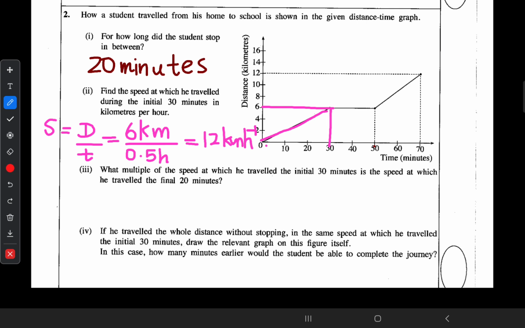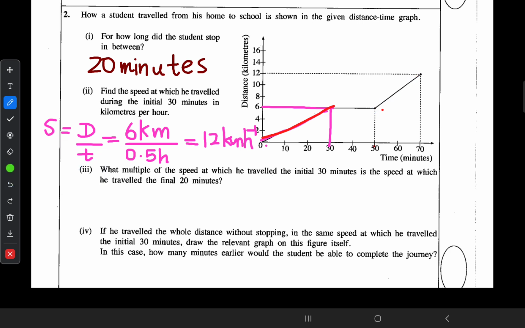Then let's try our third question. What multiple of the speed at which he traveled in the initial 30 minutes is the speed at which he traveled in the final 20 minutes? They are asking us to compare these two speeds. We found that in the initial phase the speed was 12 kilometers per hour, and again they are asking about the speed in the final 20 minutes, the last 20 minutes of his travel.